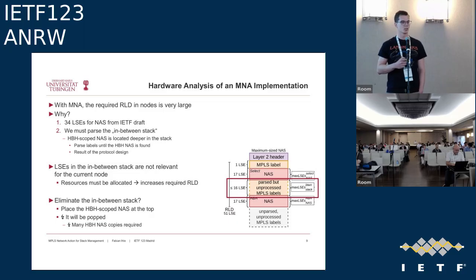And second, we must parse the so-called in-between stack. We've seen in the protocol design that the HBH NAS is located deeper in the stack. For a hardware node, that means it starts parsing at the top of the stack, scans through the MPLS stack until it finds the HBH NAS, and parses all the labels in between. And now the node cannot just throw those labels away. It has to store them somewhere, otherwise they would be discarded. The problem now is that those LSEs in between are not relevant for the current node, like forwarding information or even NAS for other nodes, but we still have to allocate resources in that node, and that increases the required RLD.